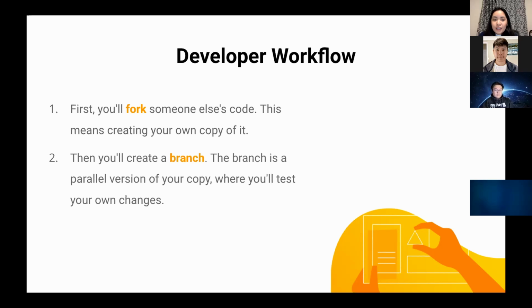So the first thing that I need to do is fork the project, because I want to make my own copy so that I could start working on it. And then first I want to add a button to the app. So what I'm going to do is create a branch called creating a button. And then in that branch, I'm going to make all my changes.